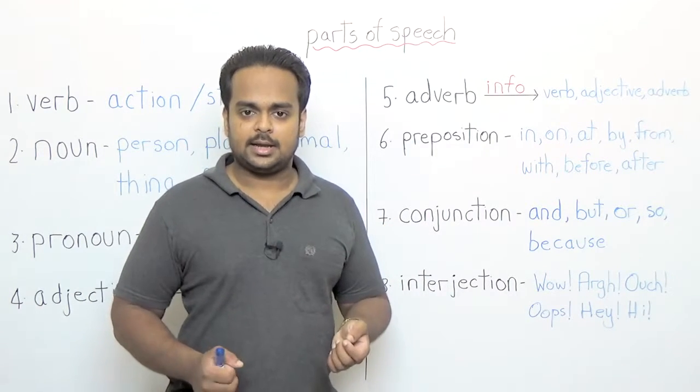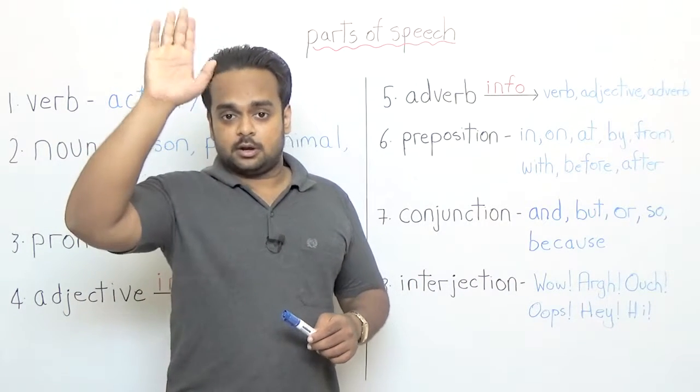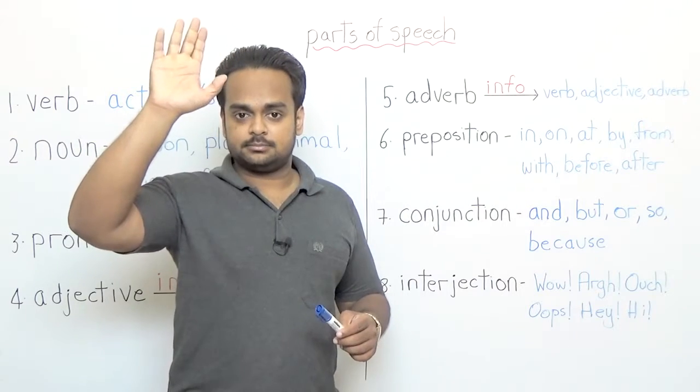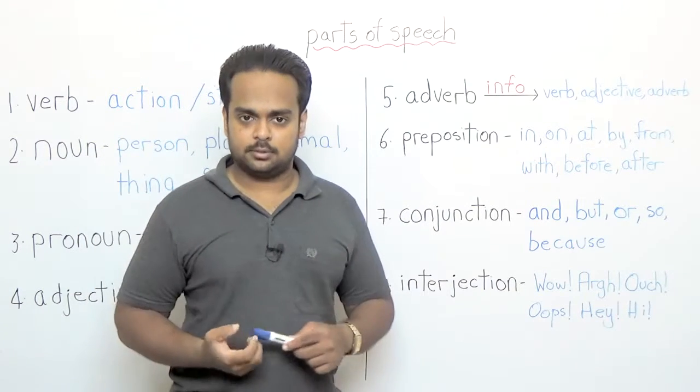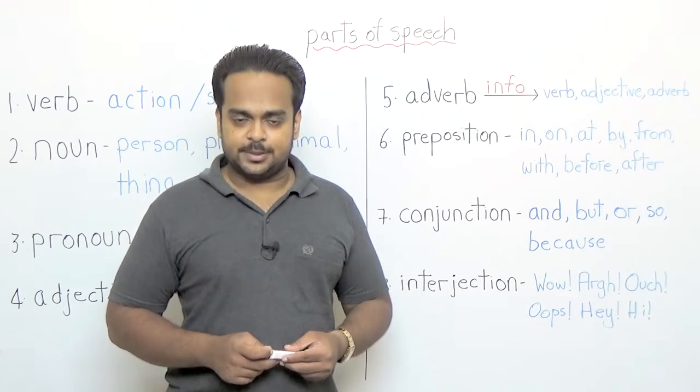For example, I can say, hi, how are you? Or, hey John, over here. Look, I'm standing over here. So I want to call out to John. Okay. All right, so those are the 8 parts of speech.